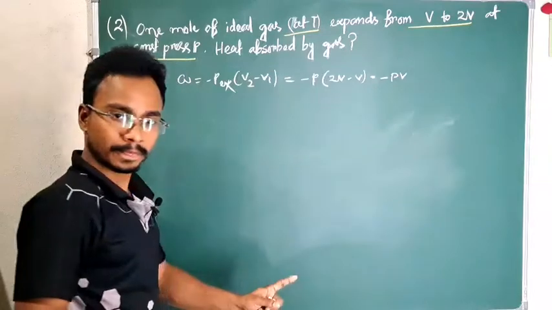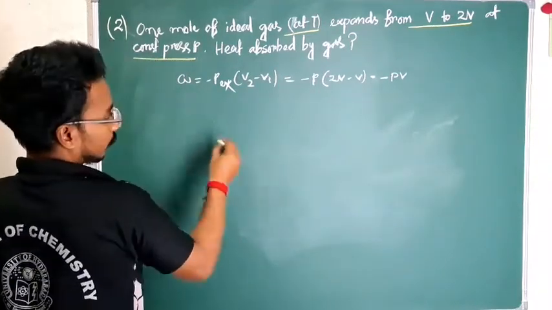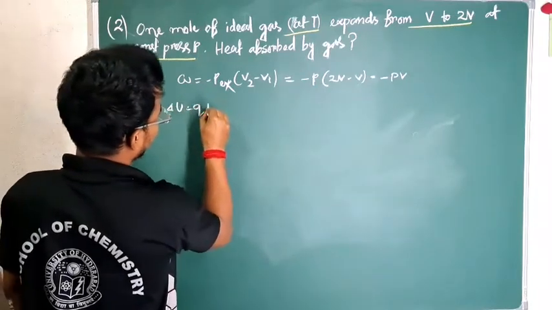Okay, again, as the first law says, delta U equal to Q plus W.